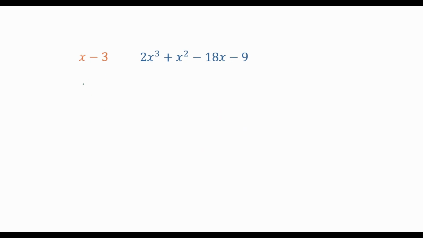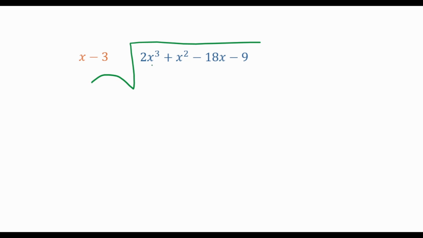So now we know that if x minus 3 is a factor of f of x, given by 2x cubed plus x squared minus 18x minus 9, then if I divide my f of x by its factor x minus 3, the remainder should be equal to 0. So in this way we can further factorize this cubic equation. So let's go ahead and divide this cubic equation.